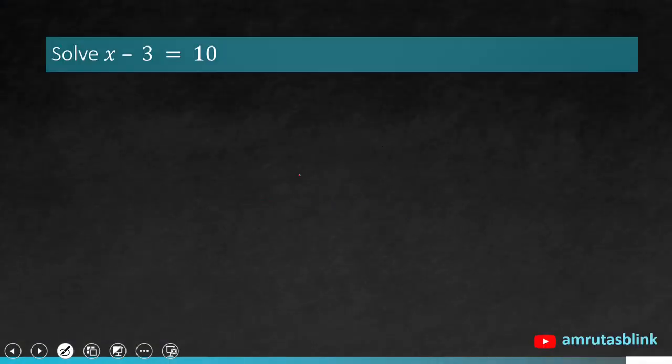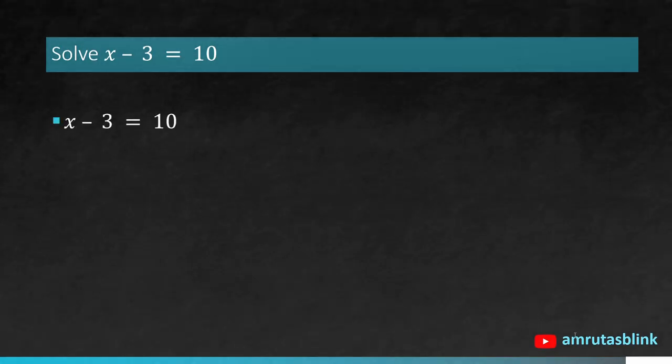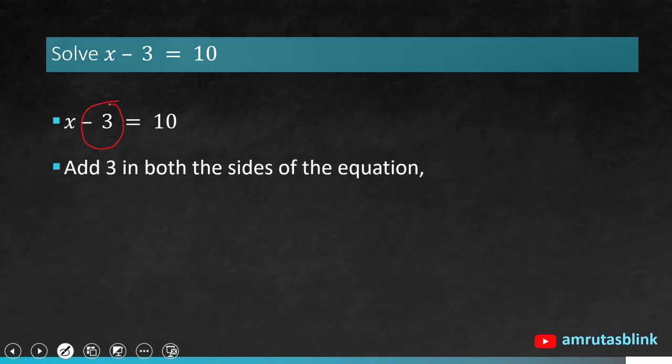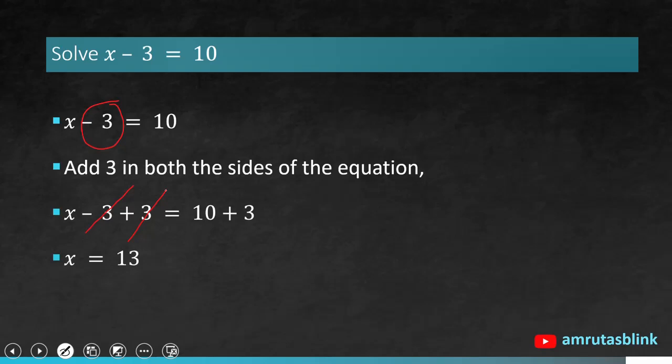Example 11. Solve x minus 3 is equal to 10. Now we need to cancel this minus 3 in order to find out the value of x. What is the opposite operation of subtraction? It is addition. So we will add 3 to both the sides of the equation. x minus 3 plus 3 is equal to 10 plus 3. Minus 3 plus 3 cancel, and we get x is equal to 13 as the final answer.